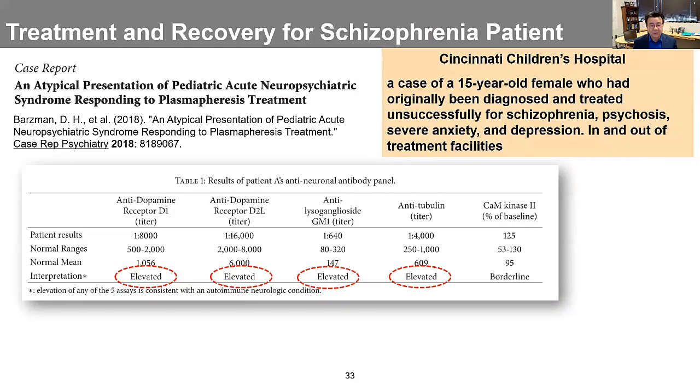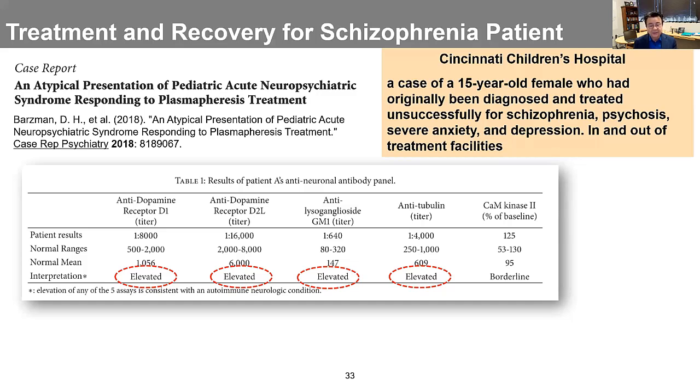So let me share one more. This was a published case with Dr. Bernstein, an immunologist at Cincinnati Children's Hospital. He identified a 15-year-old young girl who originally was diagnosed with schizophrenia, psychosis, severe anxiety, and she was in and out of treatment facilities several times. They were unable to contain her, and so they were getting ready to put her back in the treatment facilities.